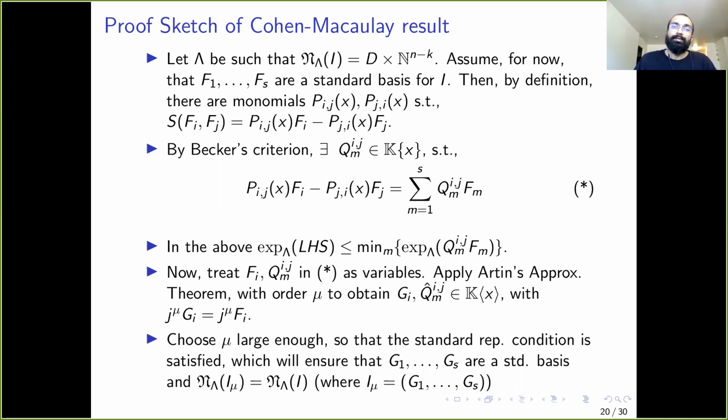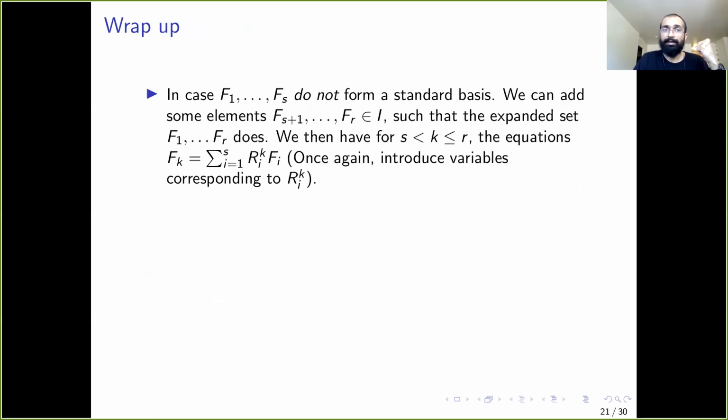Now, in order to convert this sketch into a full proof, we need to address two things. The first is the case where the initial set of generators of the ideal, F1 through Fs, do not form a standard basis. In this case, the fix is pretty simple. We can just add some elements F_{s+1} through Fr in the ideal such that the expanded set F1 through Fr does form a standard basis. And because these new elements belong to this ideal, we know that they can be expressed in terms of F1 through Fs by relationships of this form, where these R_{i,k} are just convergent power series.